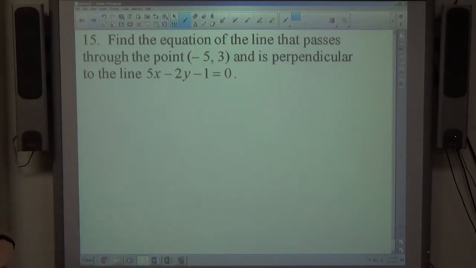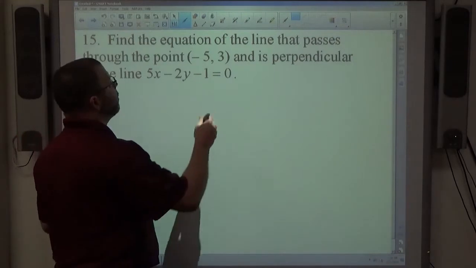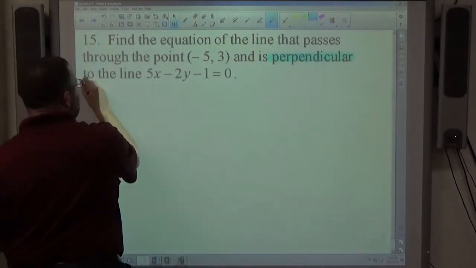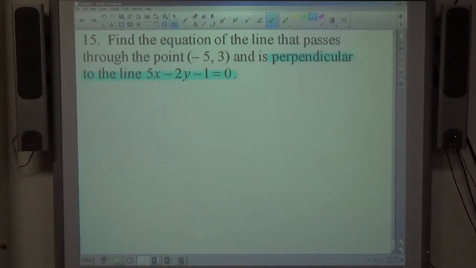And finally, 15. Find the equation of the line that passes through the point negative 5, 3 and is perpendicular to the line 5x minus 2y minus 1 equals 0. If something's perpendicular to a given line, that means the slopes are opposite reciprocals of one another. So that's my first part.